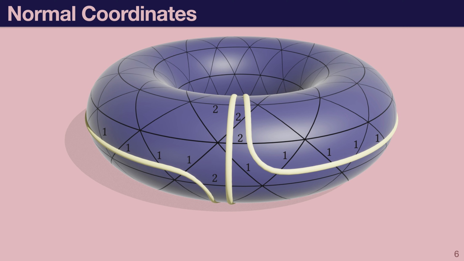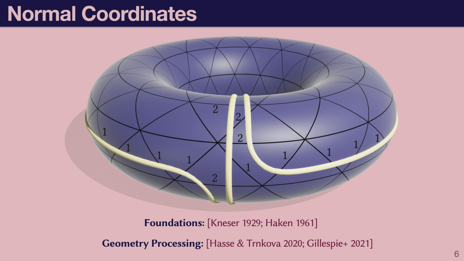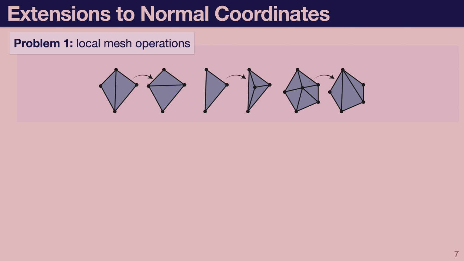To do so, our data structure builds on the idea of normal coordinates, a robust and concise representation of curves from topology, which has recently begun to see some use in geometry processing. However, in order to use normal coordinates to encode intrinsic triangulations, we had to extend the classical approach in two ways. The first was local mesh operations. Edge flips have been thoroughly explored in the normal coordinates literature, but that's about it. We had to develop new procedures to update our normal coordinates following vertex insertions or removals.